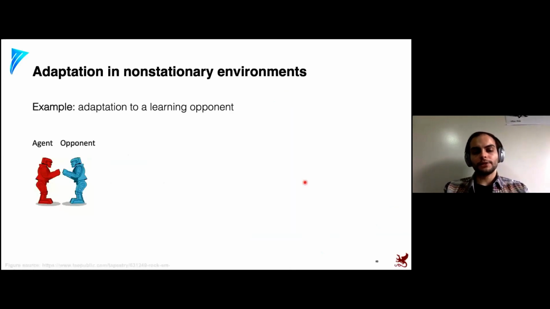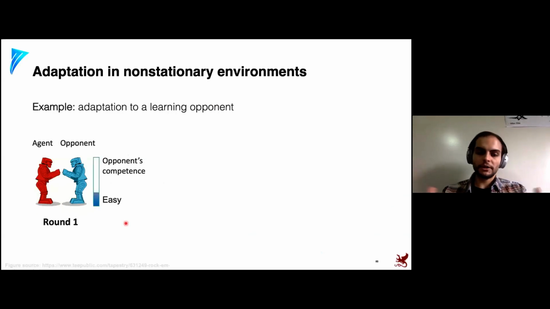I'll give you a simple example of what a non-stationary environment can look like. In this case, it's an example from a competitive multi-agent game. Let's say you have an agent and an opponent, and the goal is to adapt to a learning opponent. The agent initially faces an opponent, and maybe the opponent is initially easy, its competence is not that high. The opponent will improve over time.